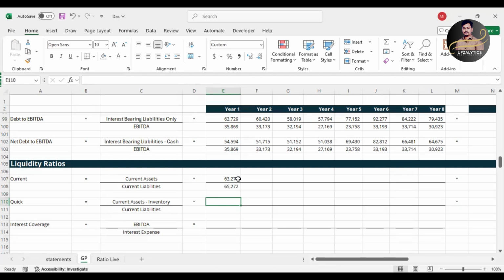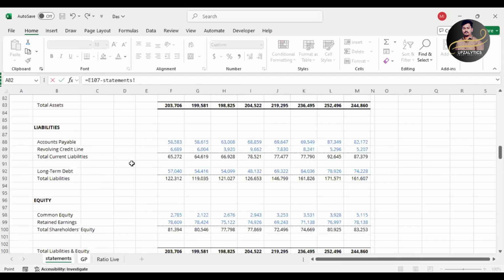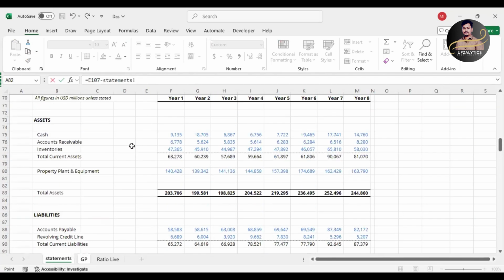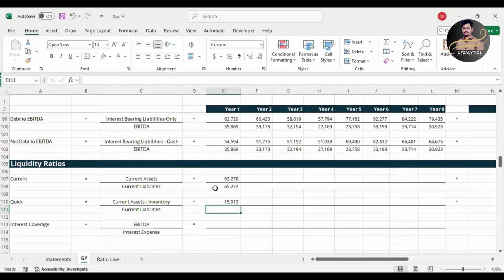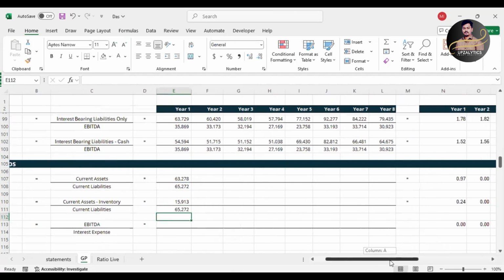Another ratio under liquidity ratios is the quick ratio. To calculate the quick ratio, we should subtract the inventory from current assets. Here we have current assets minus inventory. We can find the inventory in the balance sheet. Okay, we found the inventory as well. Let's add the current liabilities. Here we have around 0.24, but in the current assets we mainly have a large amount of inventory.